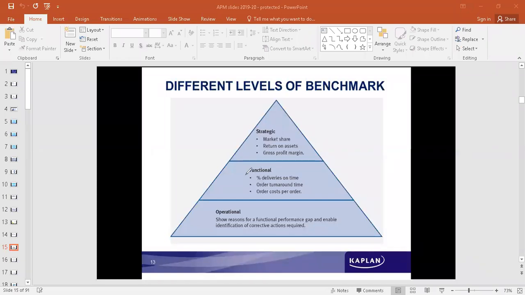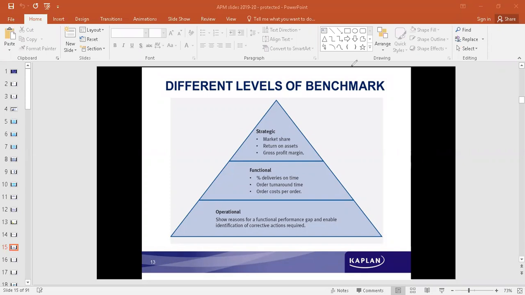Then at the middle level, we see the way in which they have planned and implemented: percentage deliveries on time, order turnaround time, order cost per order. Then at the operational level, basically, if there is any variation, because they are the ones who are actually involved in implementation.